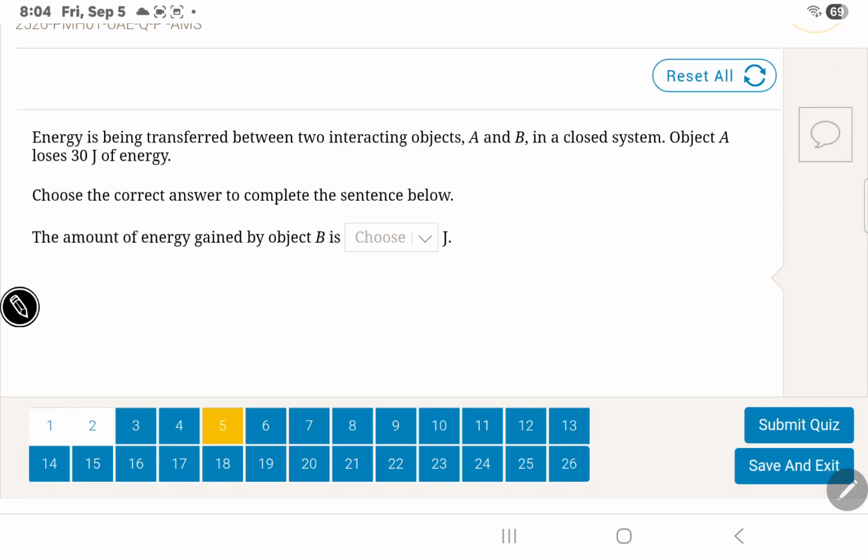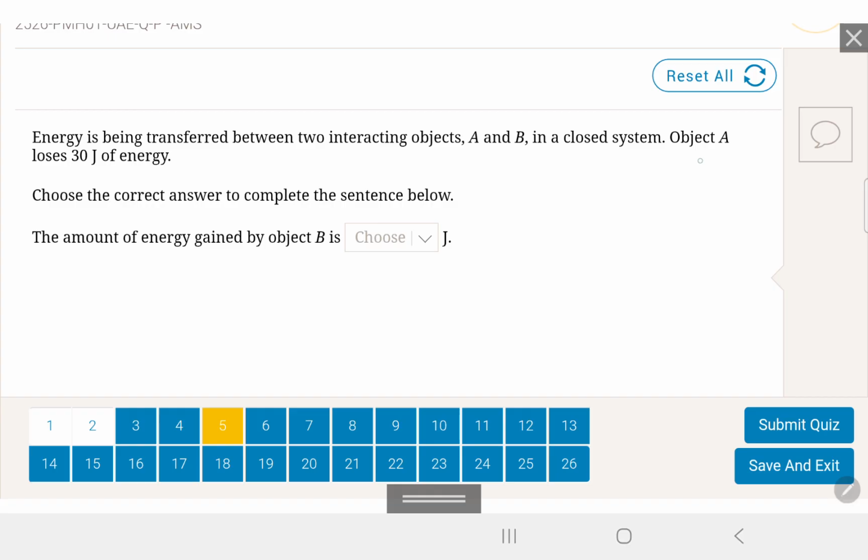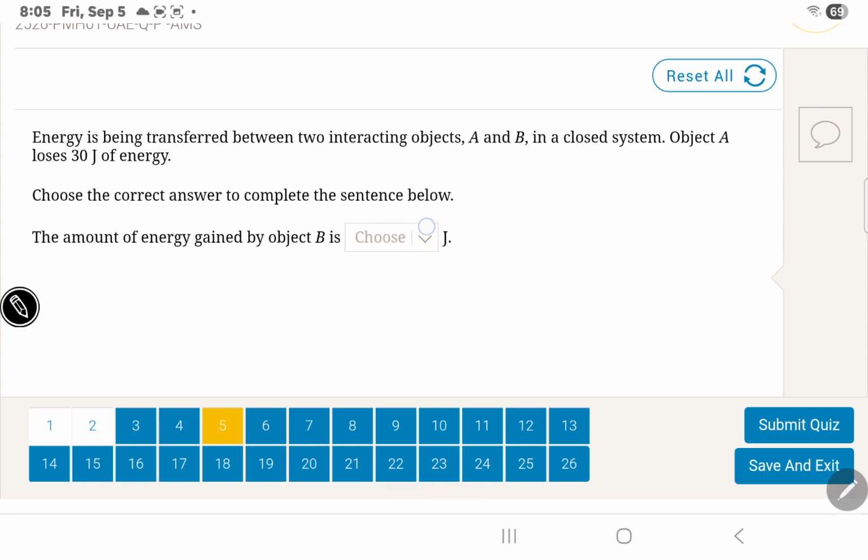Energy is being transferred between two interacting objects A and B in a closed system. Object A loses 30 joules of energy. Choose the correct answer to complete the sentence: the amount of energy gained by object B. So here we're saying to you, object A loses 30, this means object B gains 30. So the answer must be 30. So this is the correct option.